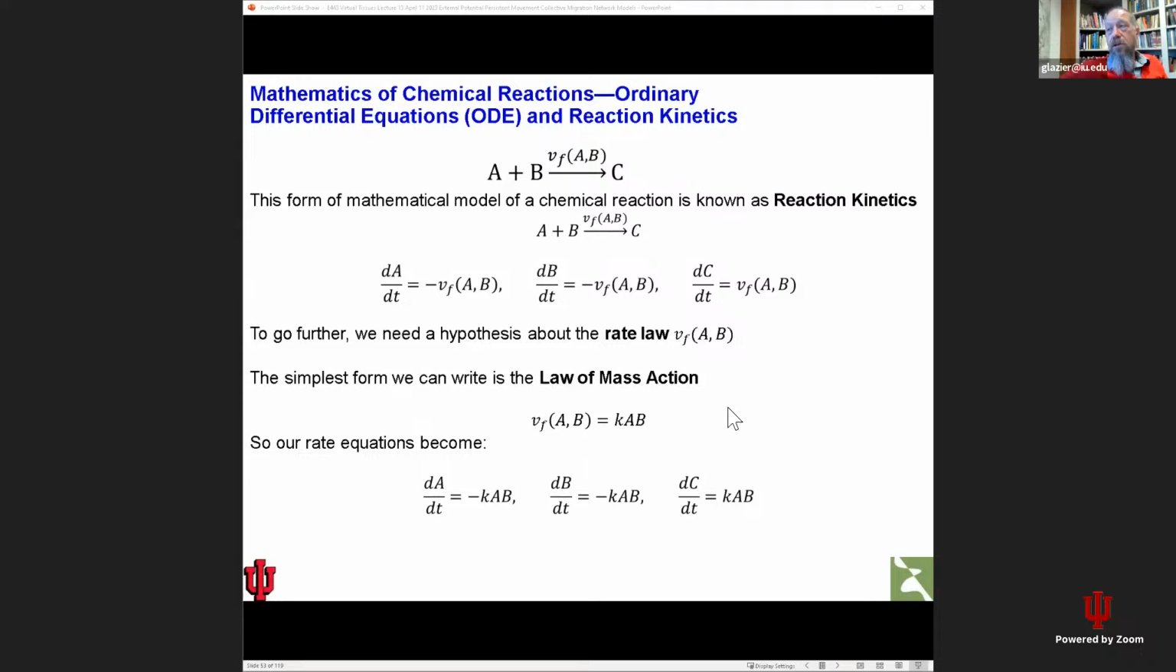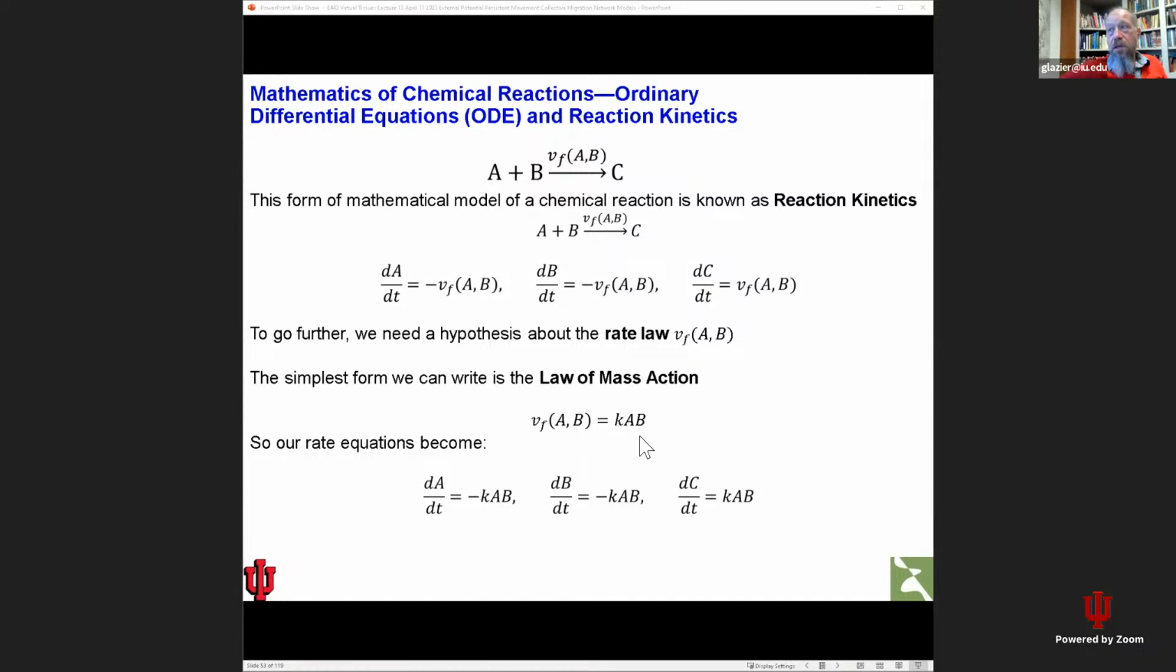For chemical reactions, the simplest form that we run into is what's called the law of mass action, which says that for a single reaction, A plus B goes to C, the rate is a constant, k, times the concentration of A times the concentration of B, in which case the rate equations become dA/dt is equal to minus kAB, dB/dt is minus kAB, dC/dt is kAB.